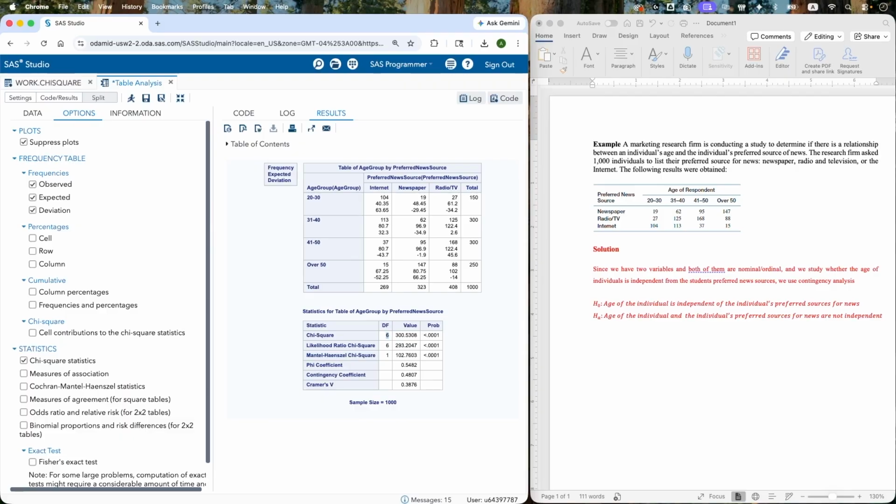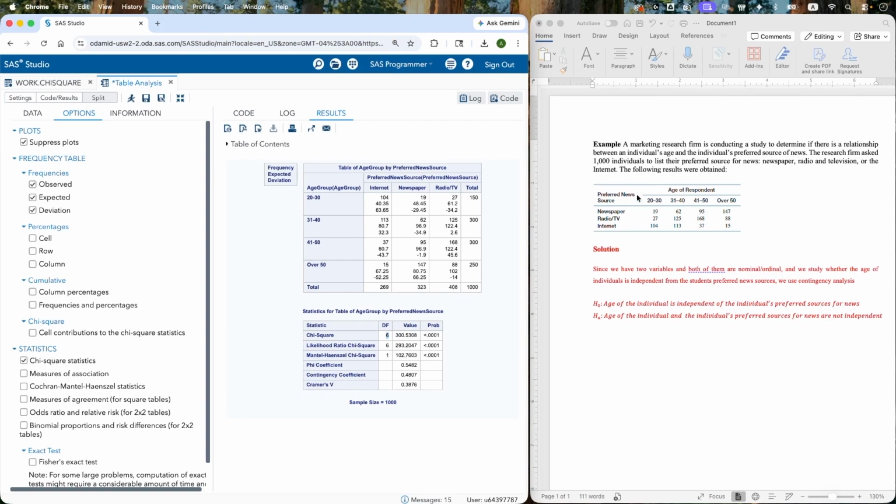If you reject the null hypothesis, we do have an association between the age of respondents and the preferred news source. We do have an association. The age tells something about the preferred news source. So if you're in marketing research and you would like to invest some money in training or whatever, you have to know what you are targeting, which group you're targeting.